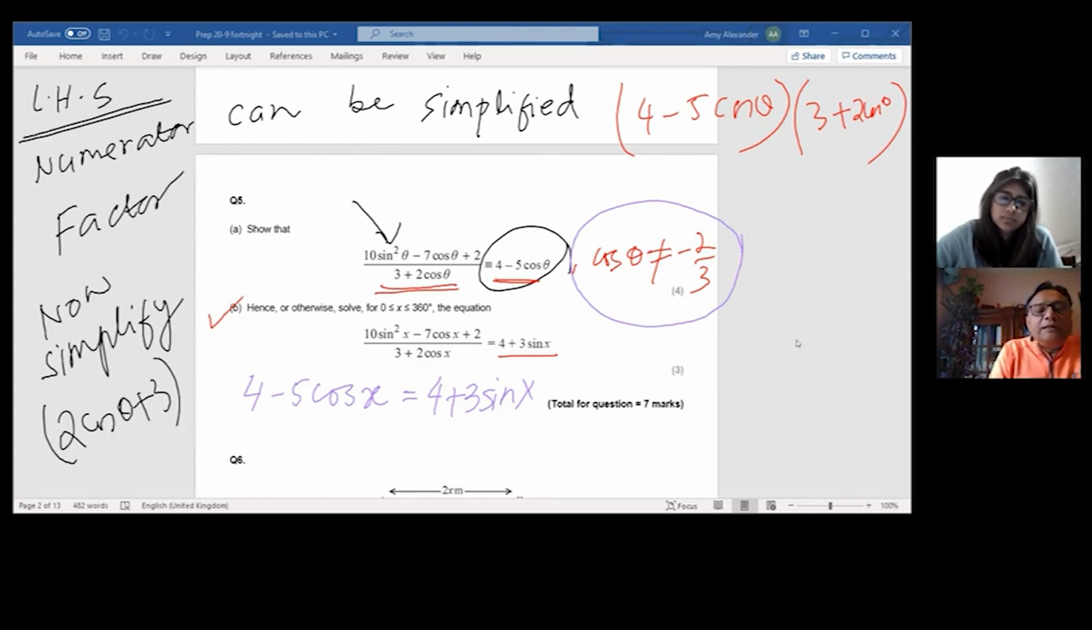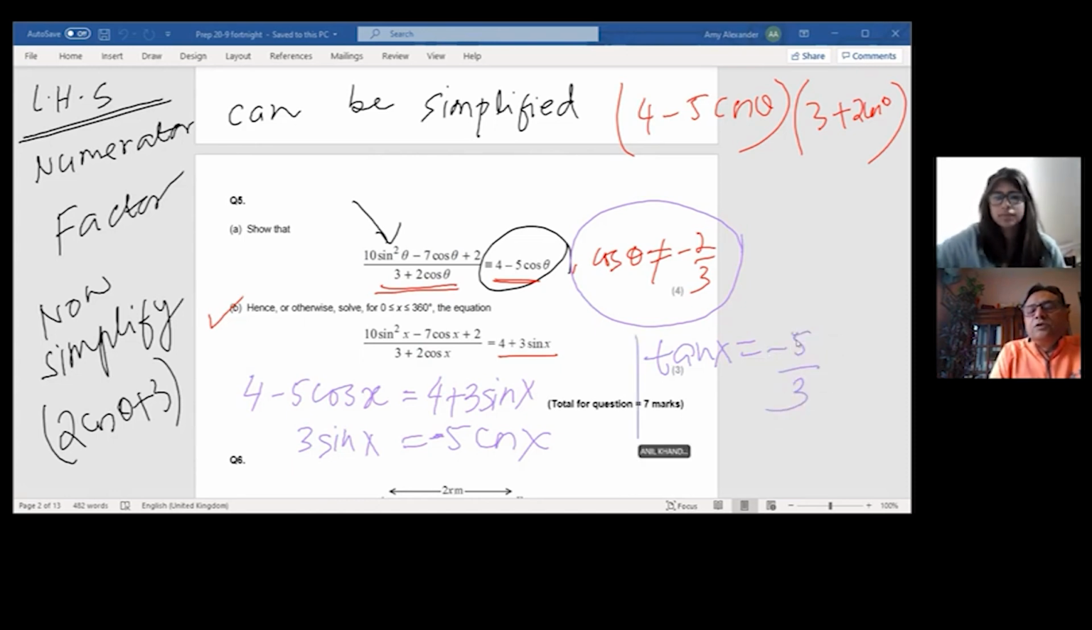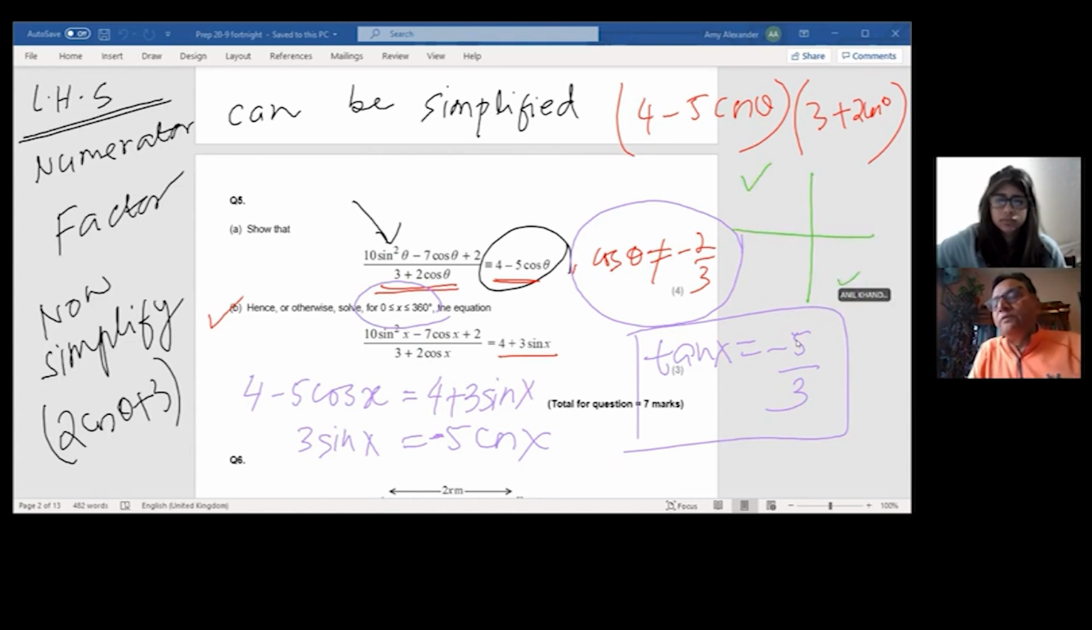Now we can bring 4 and 4 cancel, so we get 3 sin x equals minus 5 cos x, correct? Now you can divide by cos, so you get 3 tan x equals minus 5, so tan x equals minus 5 over 3. Is it clear? Within this particular domain, how many answers do you have? A negative tan gives answers in 2 different quadrants. Those are your quadrants, correct? So you can find the value.